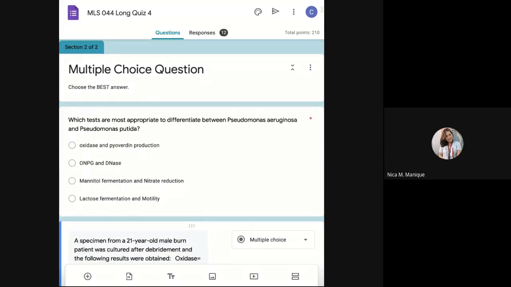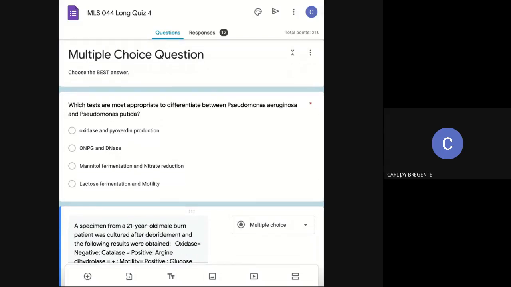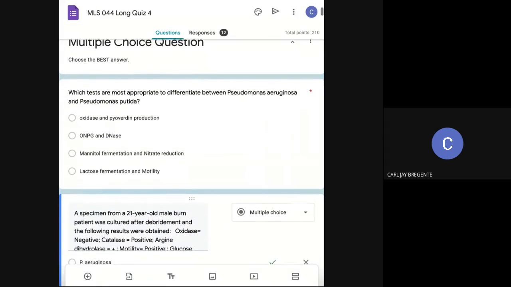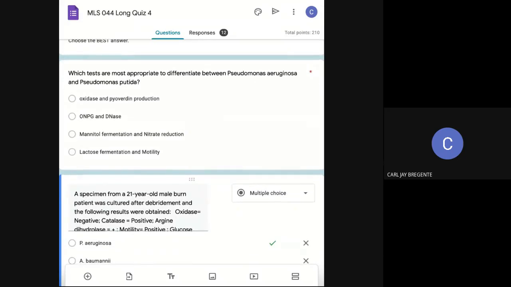This is long quiz 4. This is all about non-fermentative bacilli, anaerobic bacteria, mycobacterium, and the remaining modules. First question: which tests are most appropriate to differentiate Pseudomonas aeruginosa and Pseudomonas putida? The correct answer is mannitol fermentation and nitrite reduction.